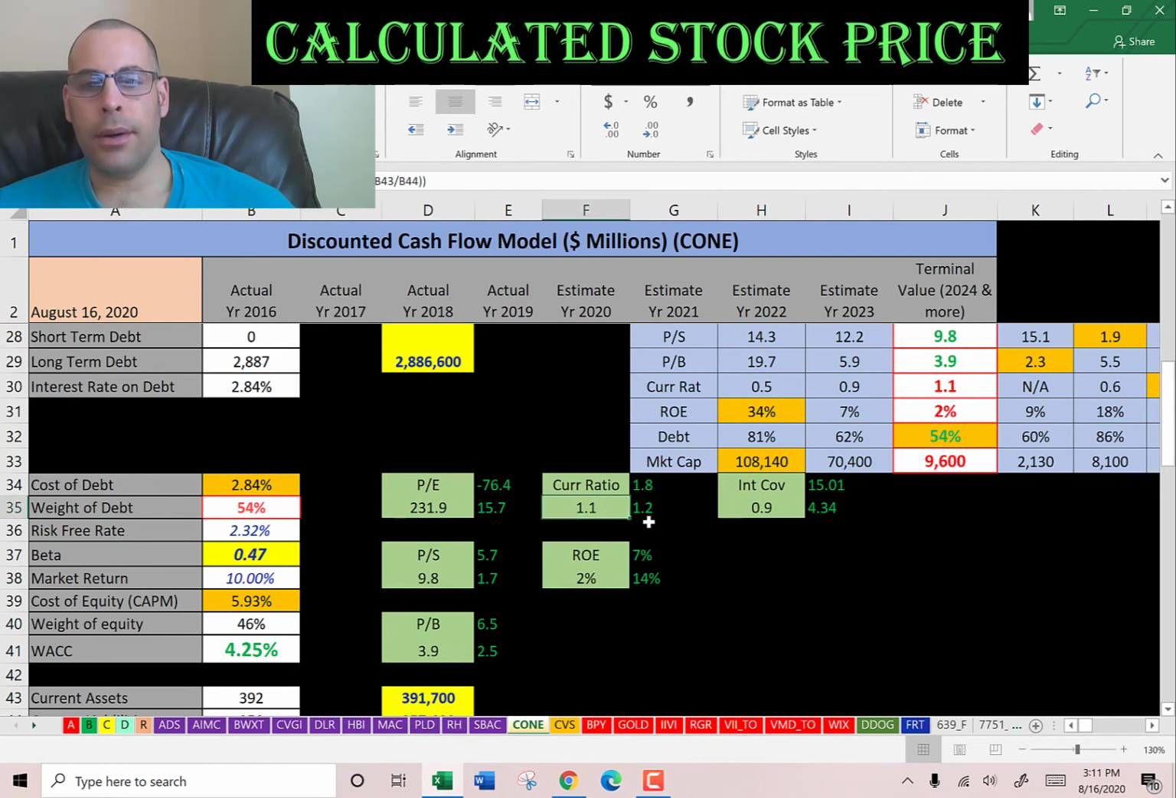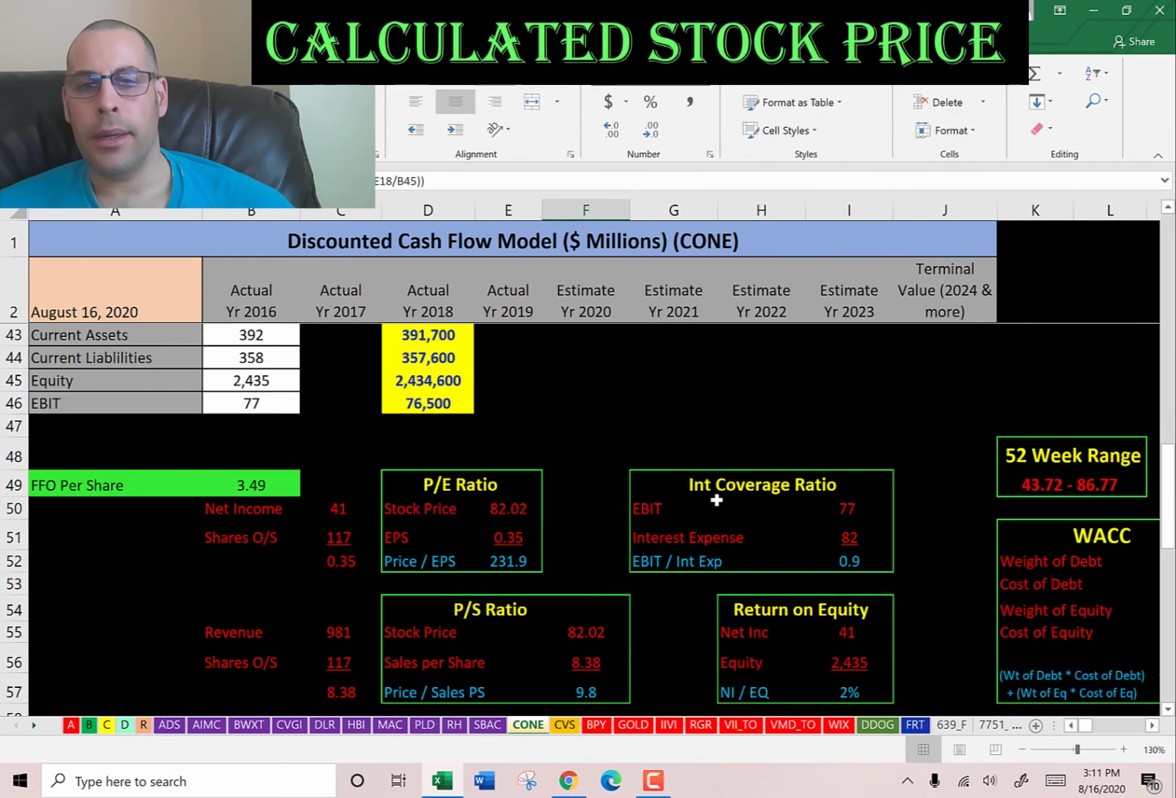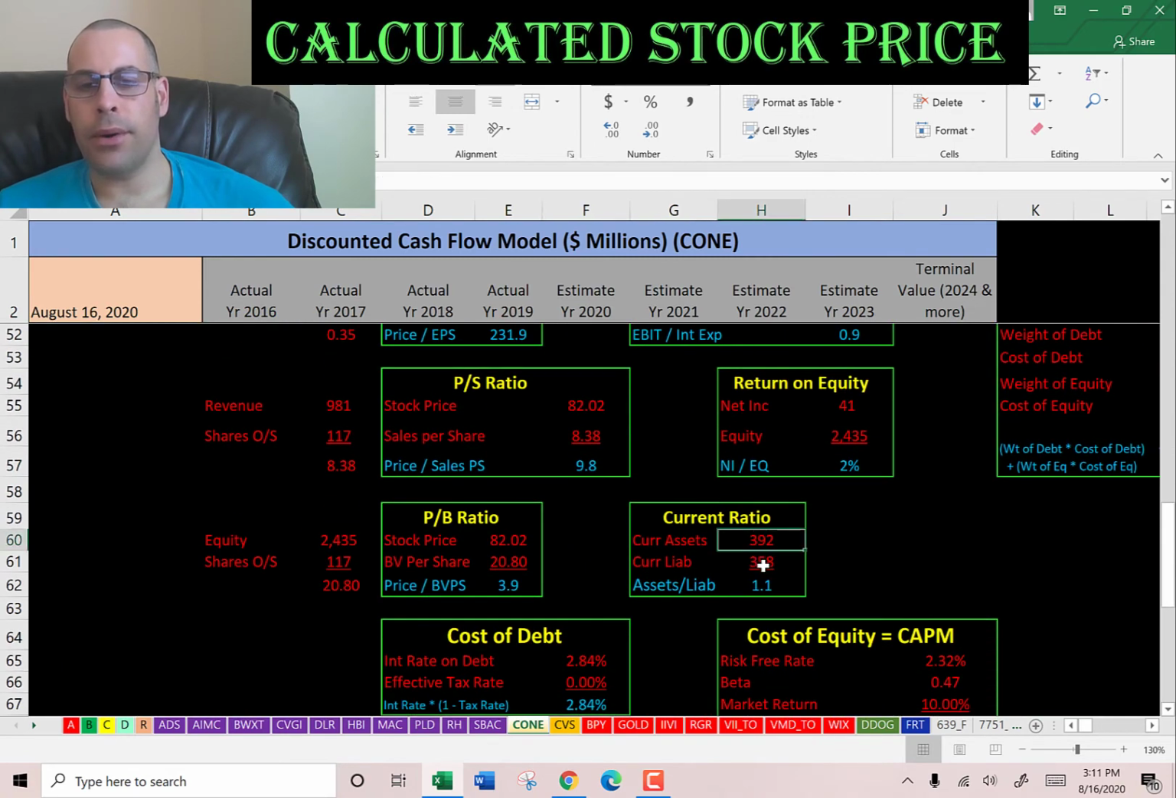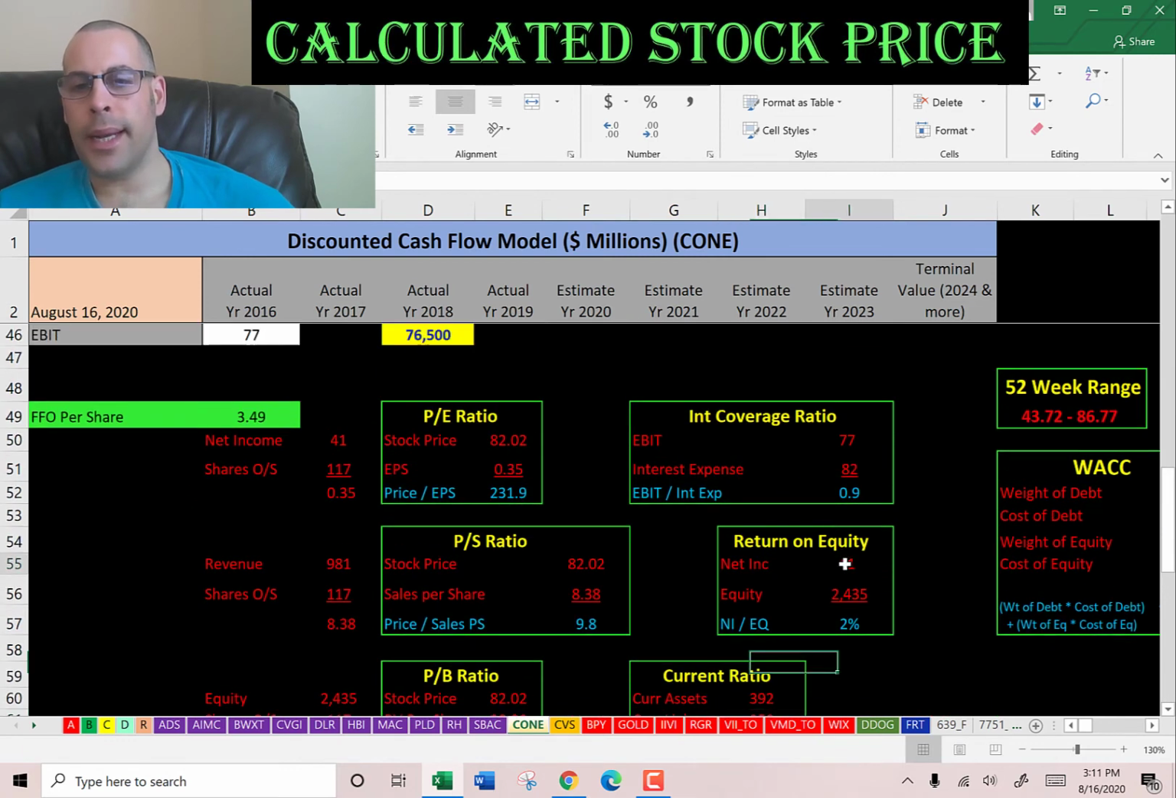They have a good current ratio, a bad interest coverage ratio, and a bad ROE. Current ratio is current assets over current liabilities, so they can cover their current liabilities. ROE is net income over equity, so they don't provide much value to the equity holders, only 2%. Interest coverage ratio is EBIT, $77 million, over interest expense, so they can't even cover their interest expense once, and they still have to pay dividends out, so that means they have to take on more debt.